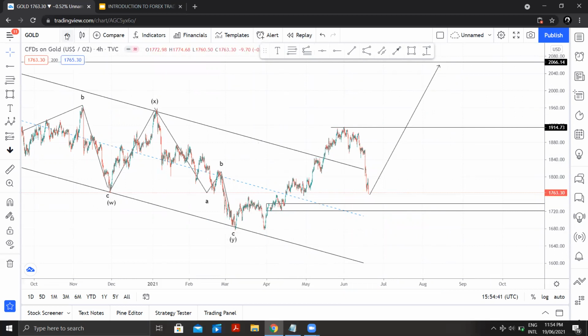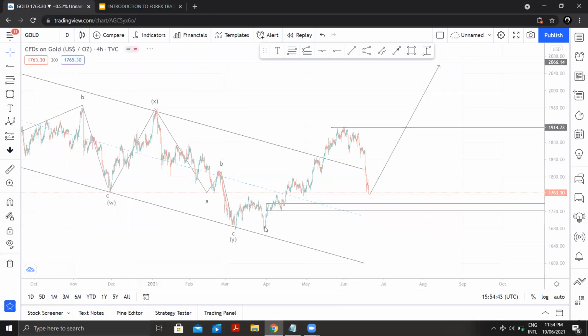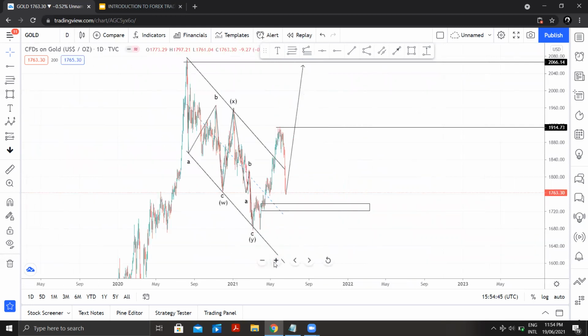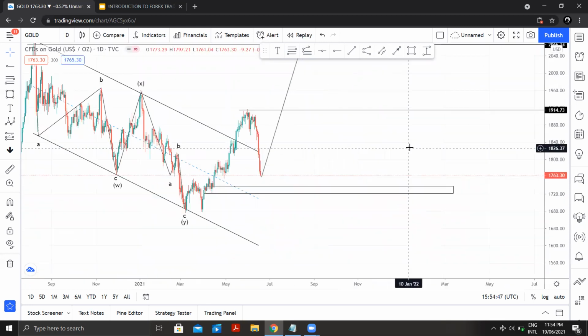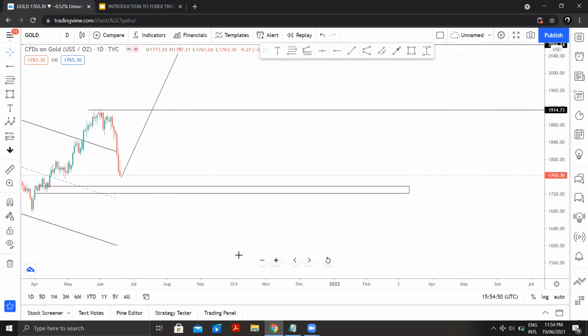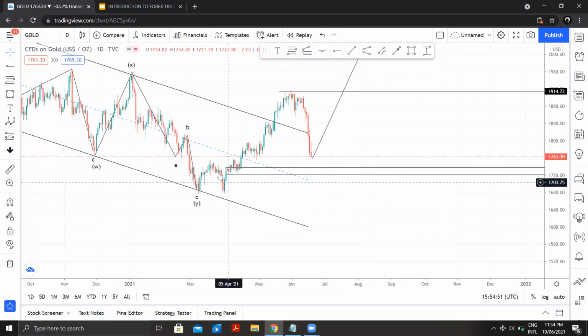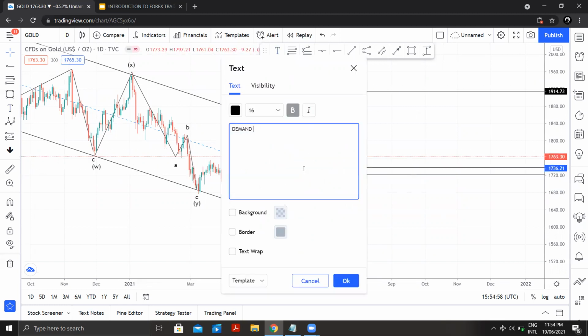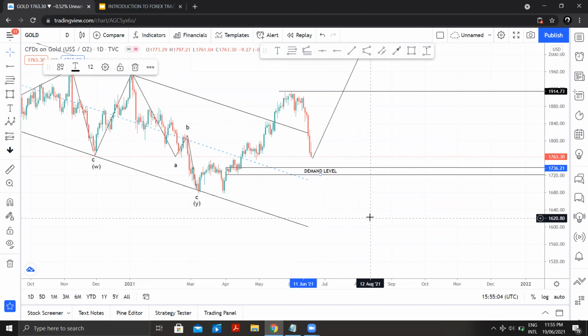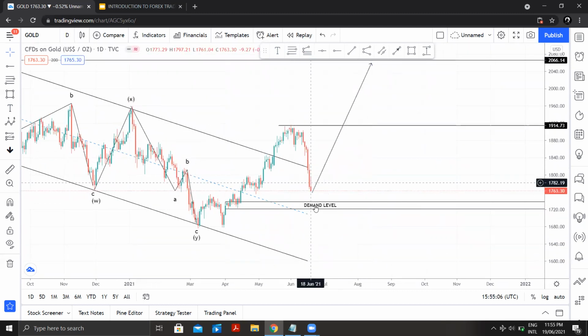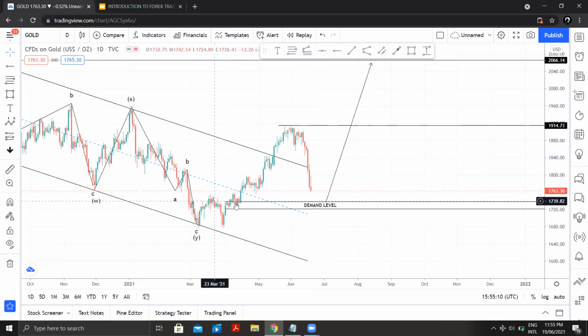Looking at supply and demand, let me check the daily time frame. On the daily time frame, this is the supply and demand. This is the demand level, sorry. Using supply and demand, the demand level is here. I expect that this is the demand level.